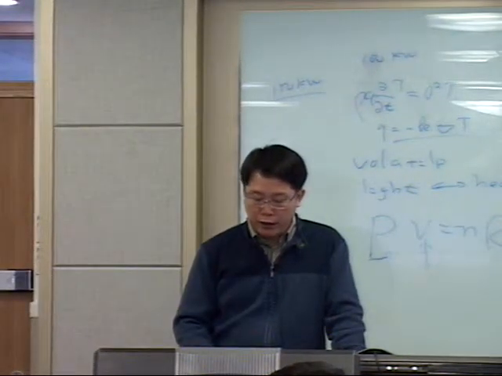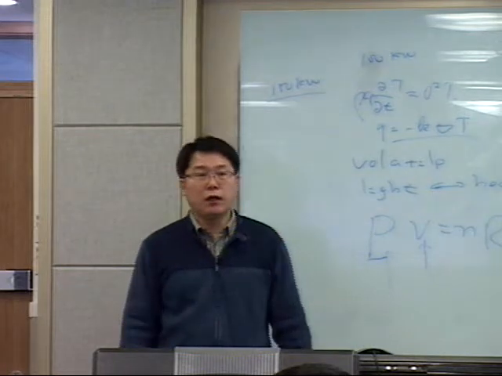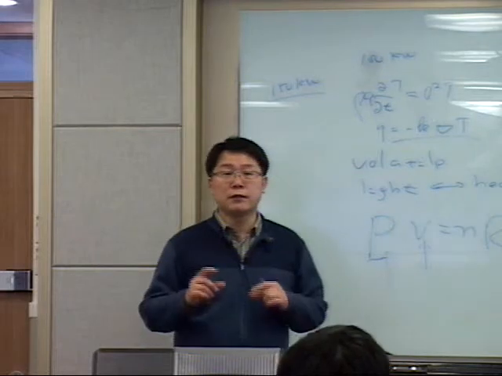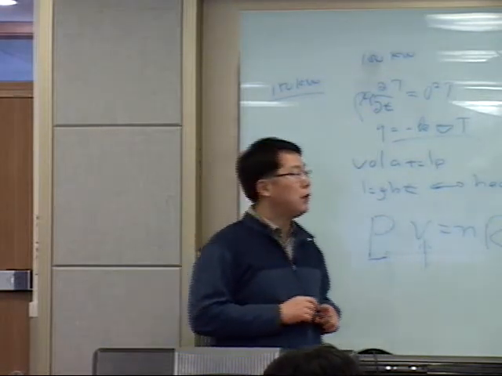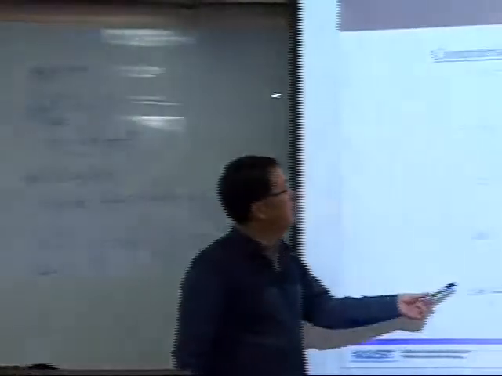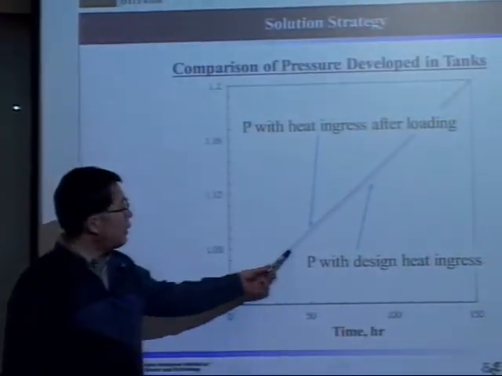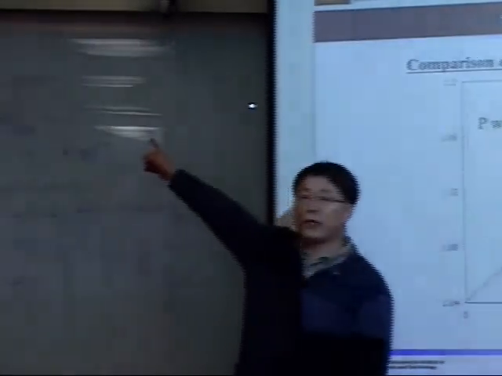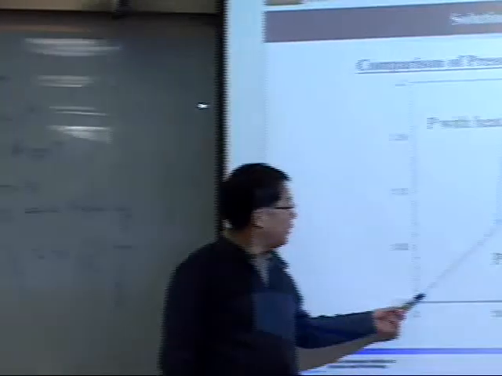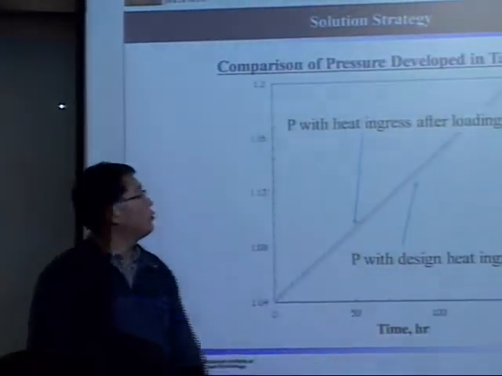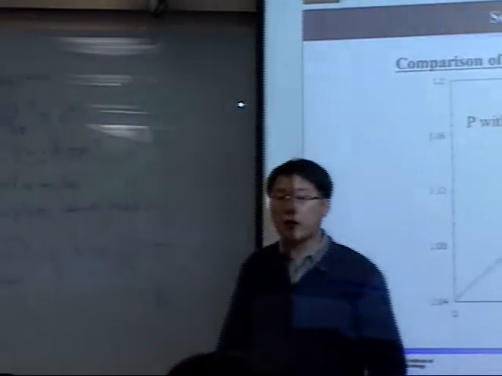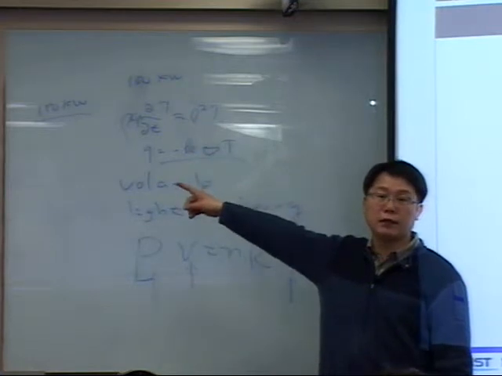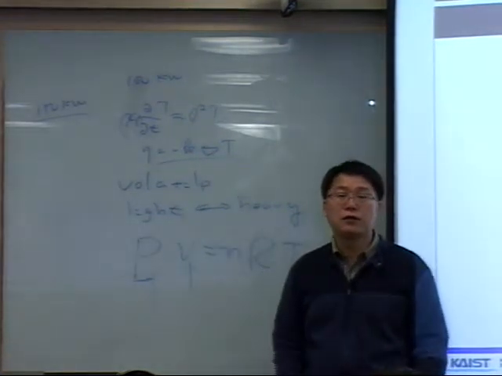But if we calculate the phase equilibrium with the heat ingress, the pressure difference is not that much. This dotted line is the pressure with the design heat ingress, that is 100 kilowatt, and this solid line is the pressure with the heat ingress after loading, that is 115 kilowatt.